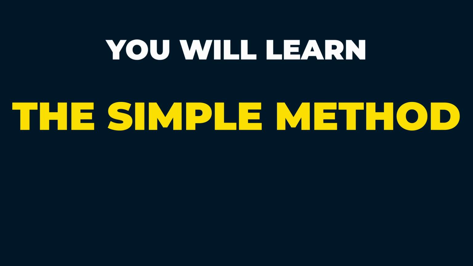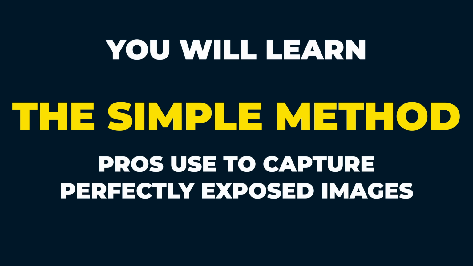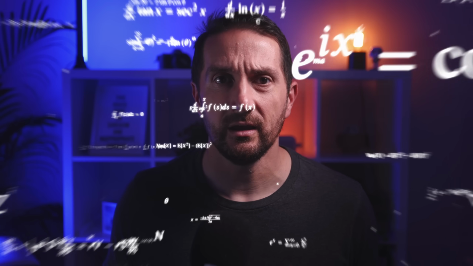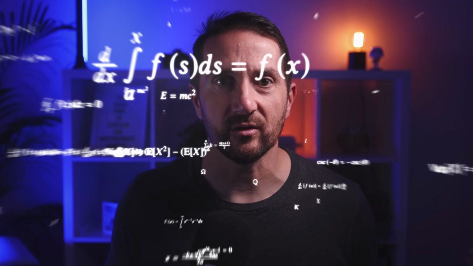There's something that pros know about exposure that means they come home from every photo shoot with perfect images, and beginners always ignore it. So in this video, I'm going to show you a simple method that pros use to easily capture perfectly exposed images without ever having to worry about all the complicated stuff like calculating stops, ambient light or metering, so you never have to worry about missing the shot again.